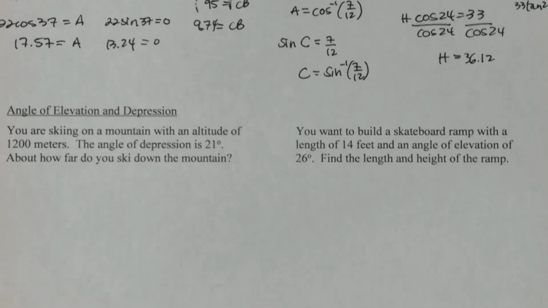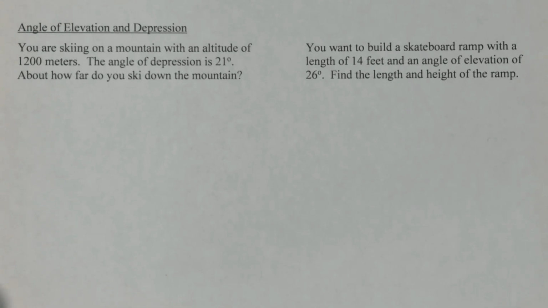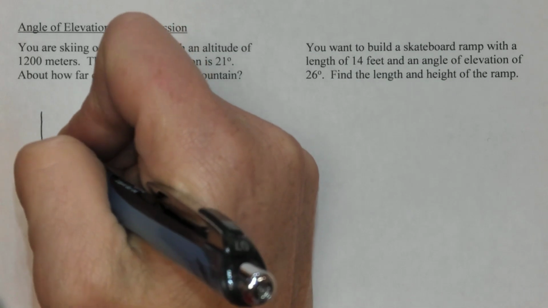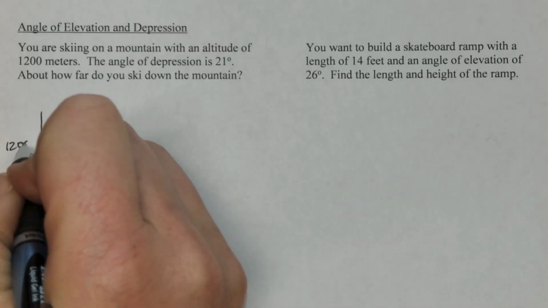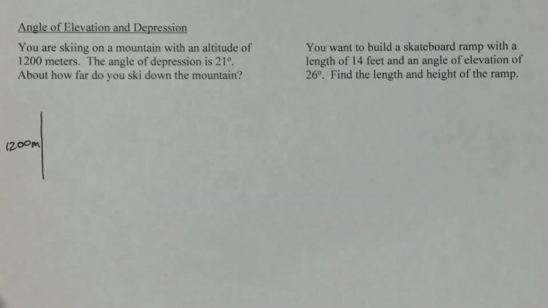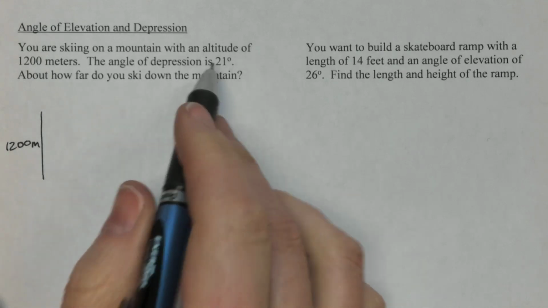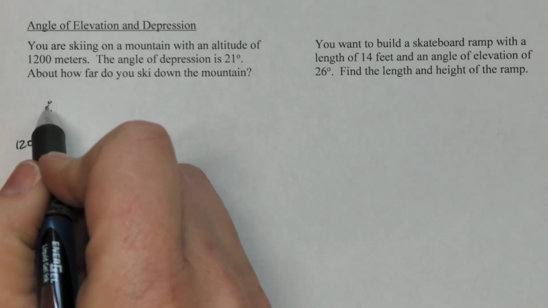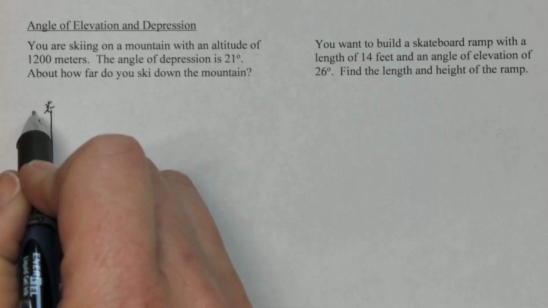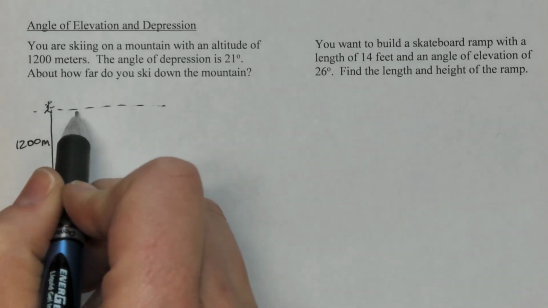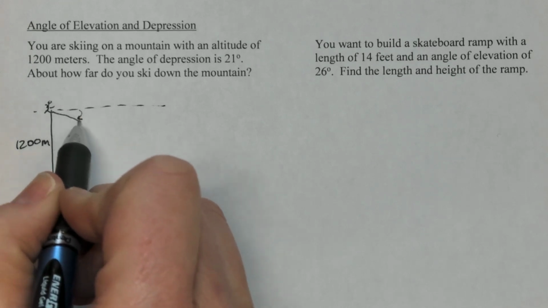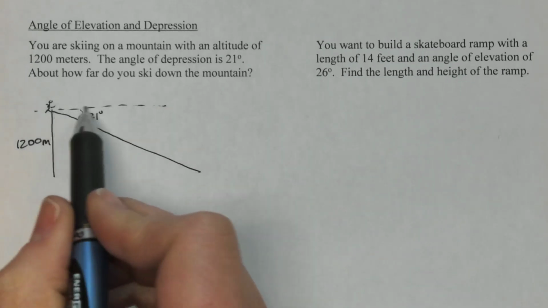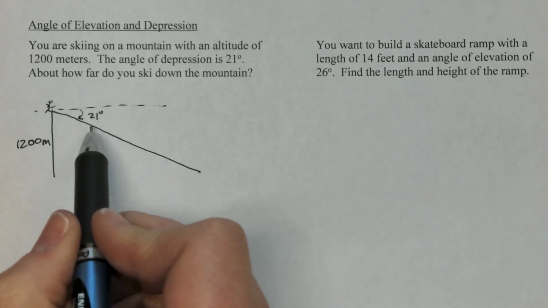Two more at the bottom, just a couple of word problems. The first one says you're skiing on a mountain with an altitude of 1,200 meters. That just means a height of. So here's your mountain, and it has a height of 1,200 meters. The angle of depression is 21. An angle of depression just means from the top down. So if you were standing at the top of this mountain, getting ready to ski, from the horizon downward, that's what they're talking about, is 21 degrees. That's an angle of depression. So it started at the horizon, and then it went down.